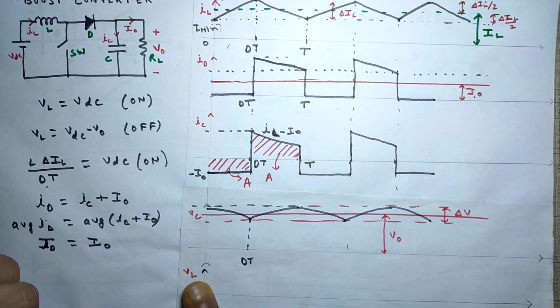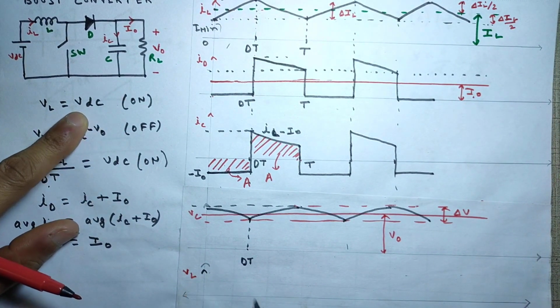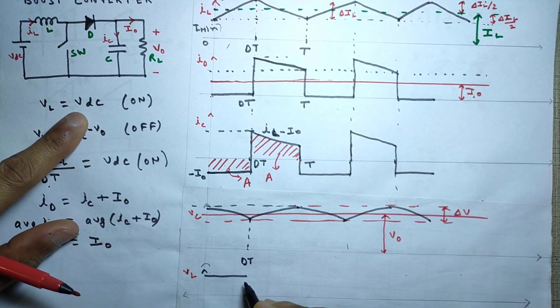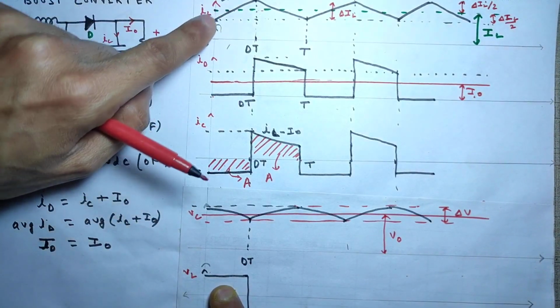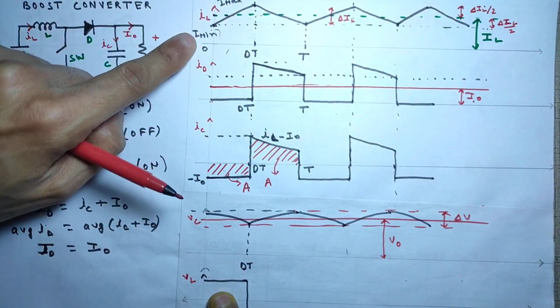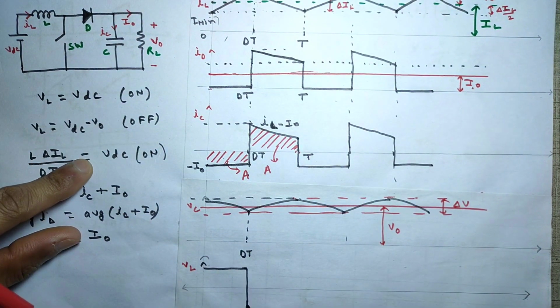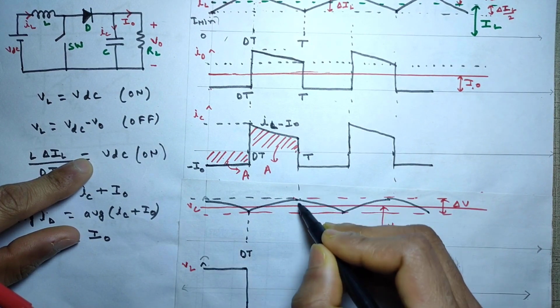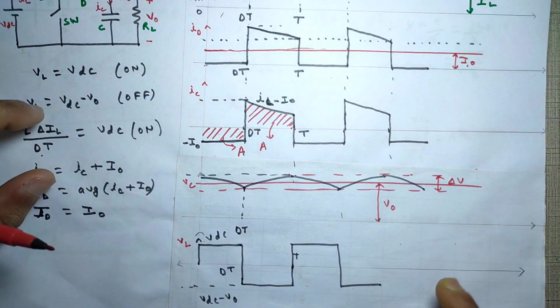So what about inductor voltage, friends? Inductor voltage is very easy friends, this is on period, this is VDC. From here, I have drawn this inductor voltage from the inductor current. Okay friends, so this is VL equal to VDC, and in the off period this will be down. So friends, this is our inductor voltage.